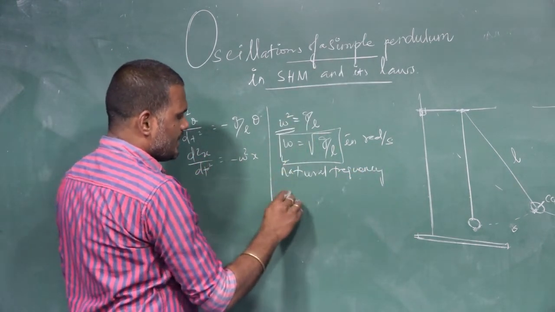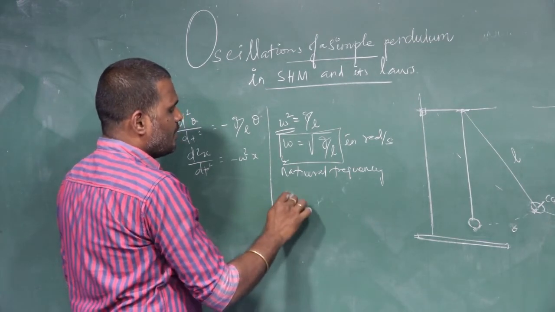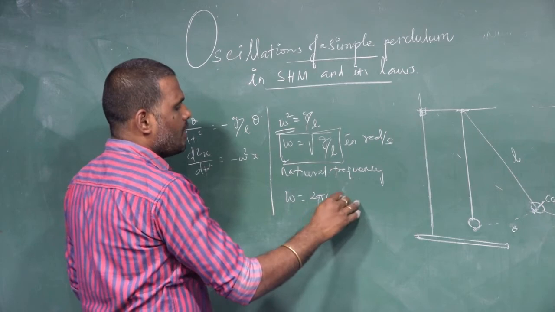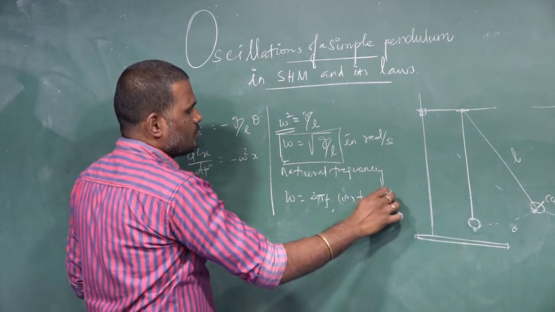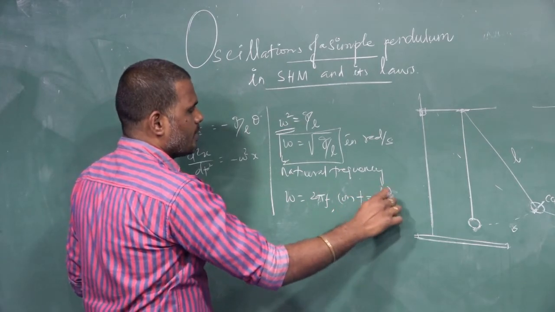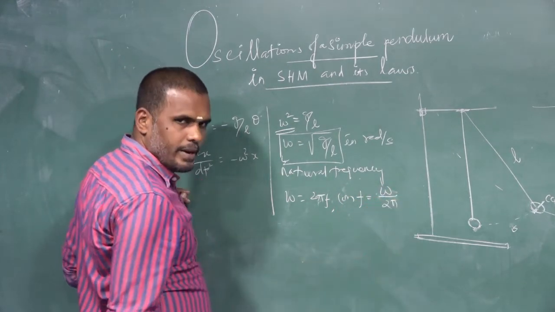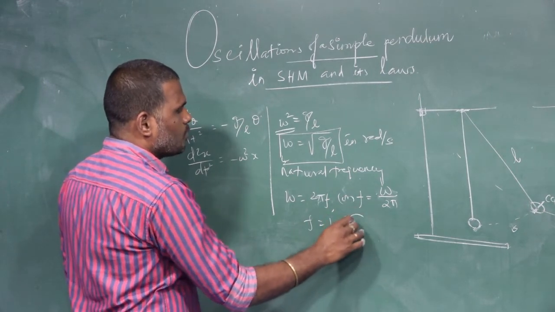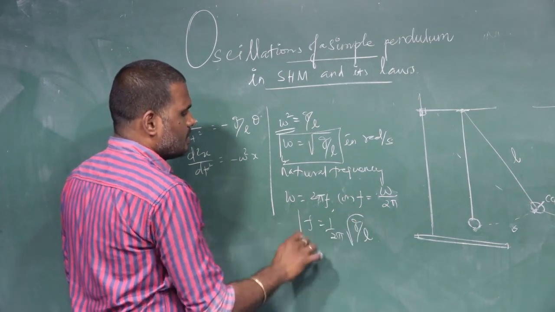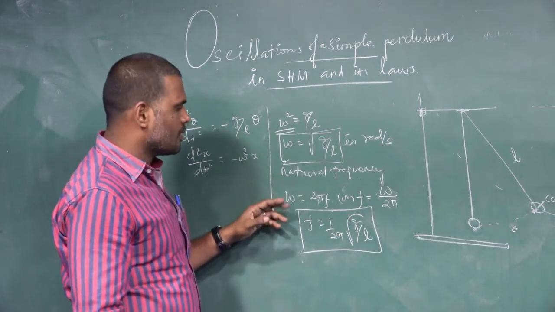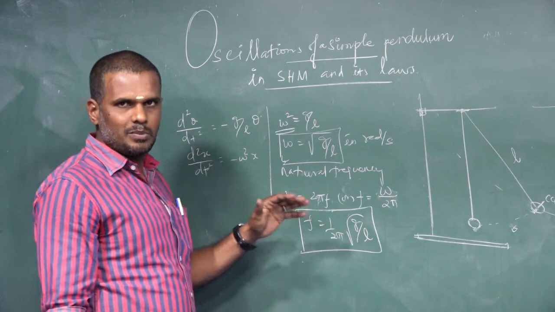From this expression, I can calculate the value of f. Omega equals 2 pi f, or f is equal to omega divided by 2 pi. So f is equal to 1 by 2 pi into root of g divided by L. This will give you the frequency of oscillation of the same simple pendulum.